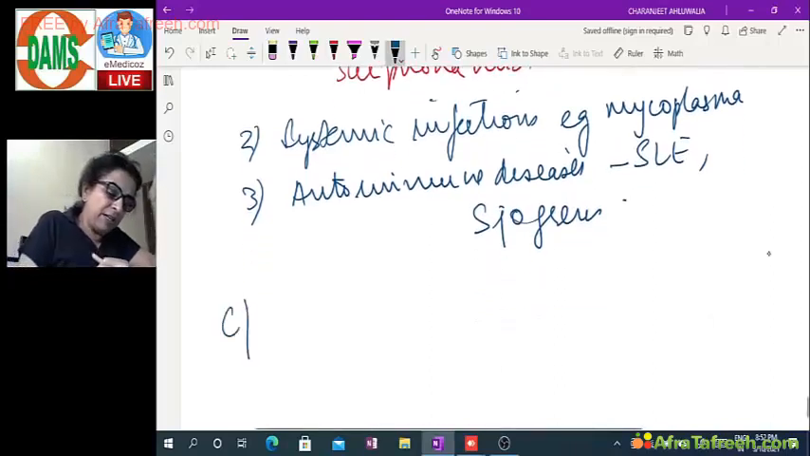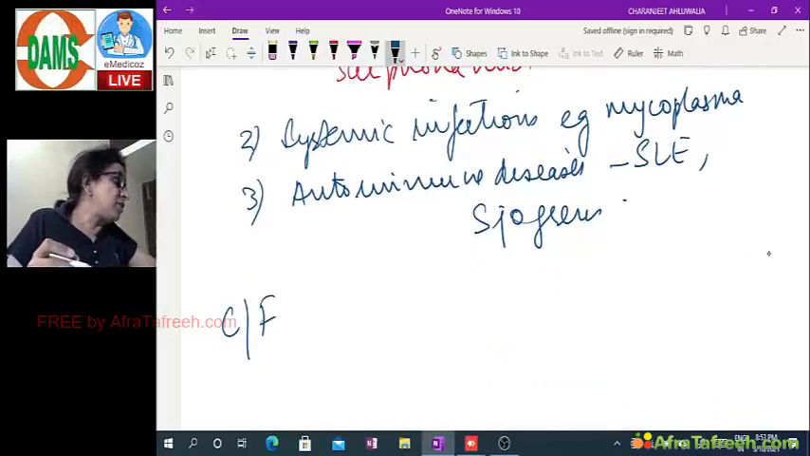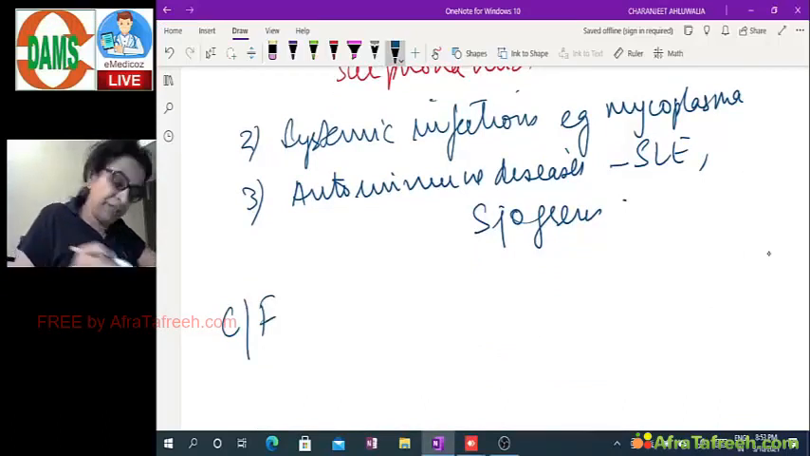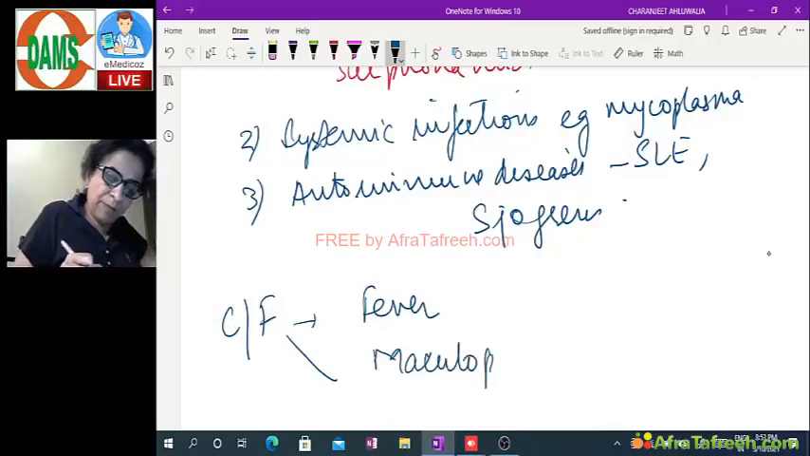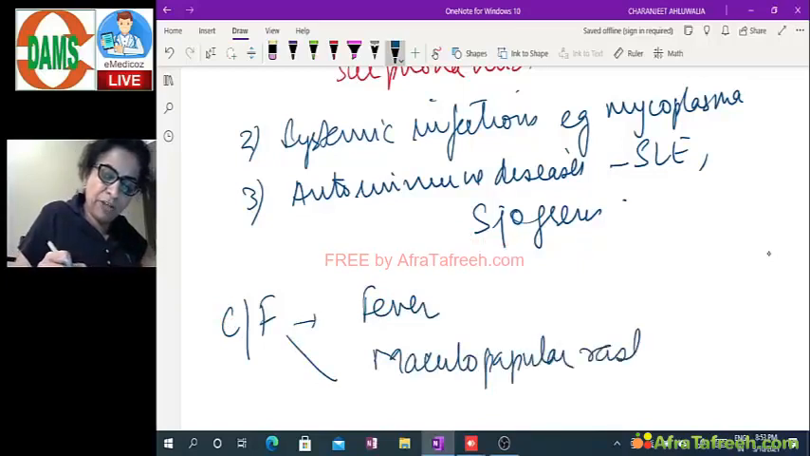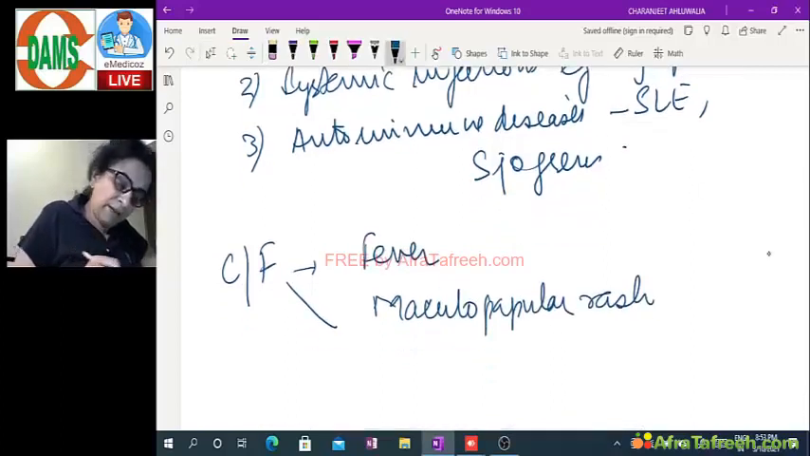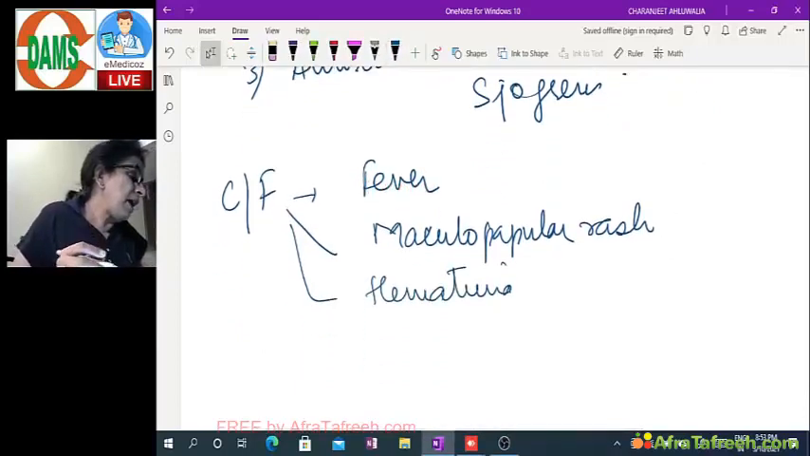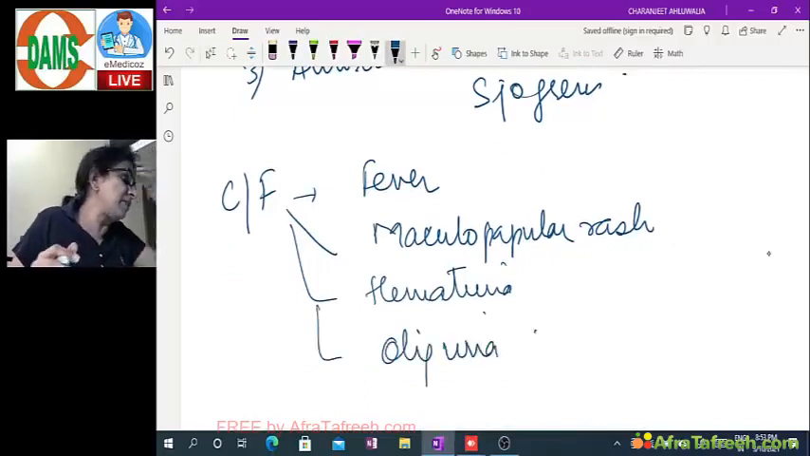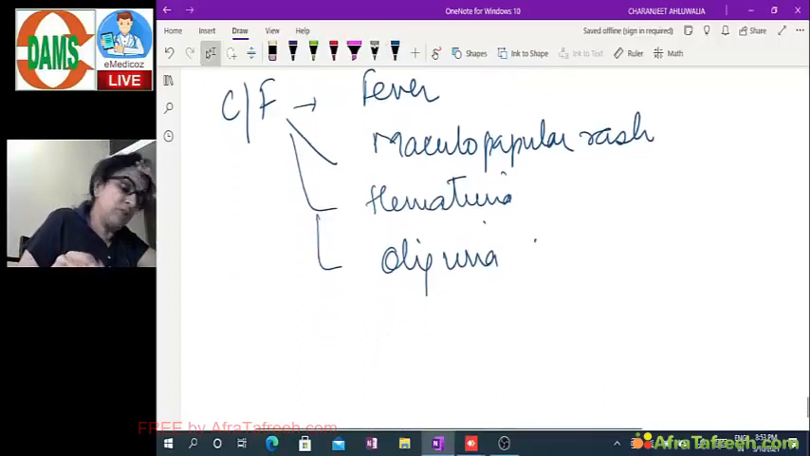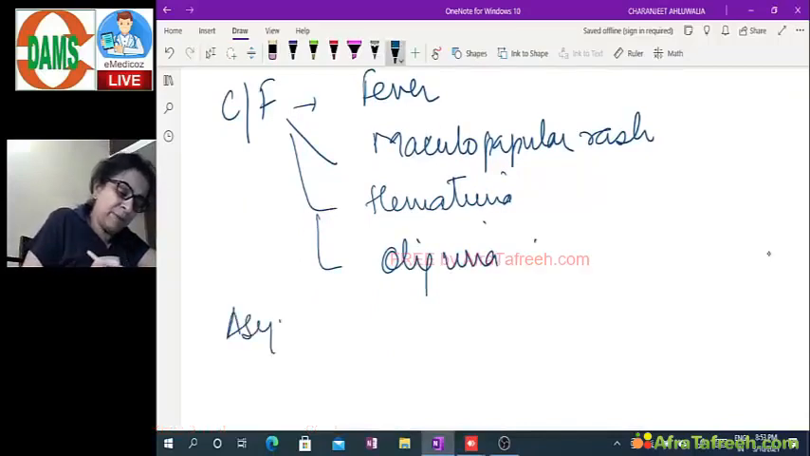Now clinical features. Very, very important is drugs. So when it is drug induced, the patient presents with fever, maculopapular rash, hematuria, and oliguria, and they may also present with costovertebral angle tenderness. They can also, at times, be asymptomatic.